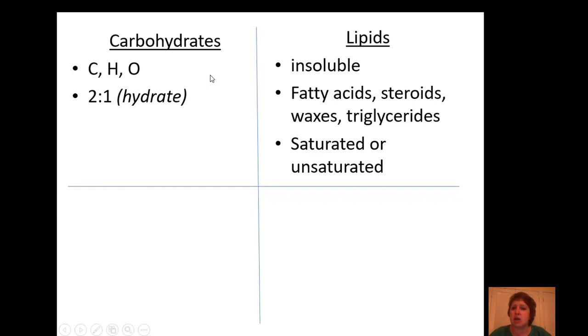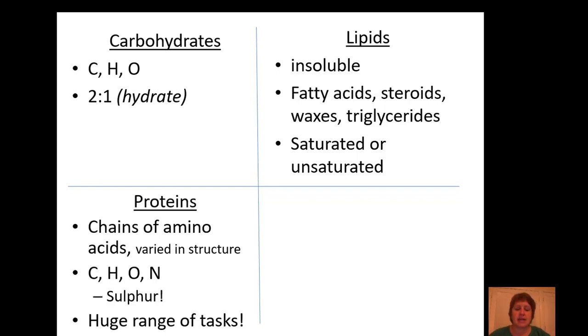Lipids are the next class. All lipids are insoluble. We actually have 4 classes of lipids: fatty acids, steroids, waxes, and triglycerides. Lipids can be, like I said in the last slide, saturated or unsaturated. Saturated lipids have only single bonds, so there's no kinks or bends to them, and they are also solid at room temperature. Unsaturated lipids have at least 1 double bond, although they can have more, and this will form a kink or a bend in the lipid structure. It will not be completely linear, and these lipids are liquid at room temperature, so these would be like your oils.